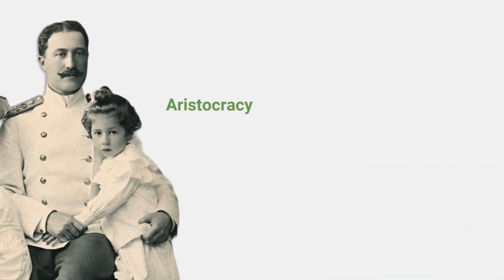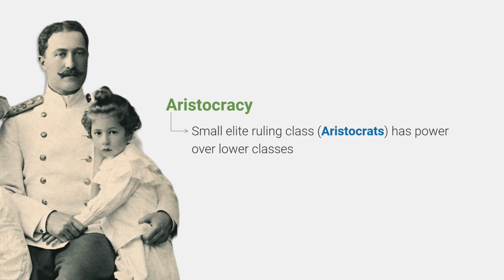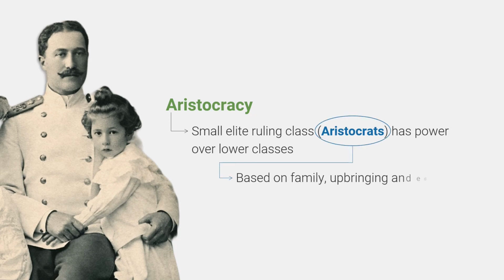Aristocracy. Aristocracy refers to a government in which a small elite ruling class, called aristocrats, have power over lower socioeconomic classes. Members of the aristocracy are usually chosen based on their family or history, upbringing, and education. Aristocracies often connect ethnicity and wealth with both the ability and right to rule.